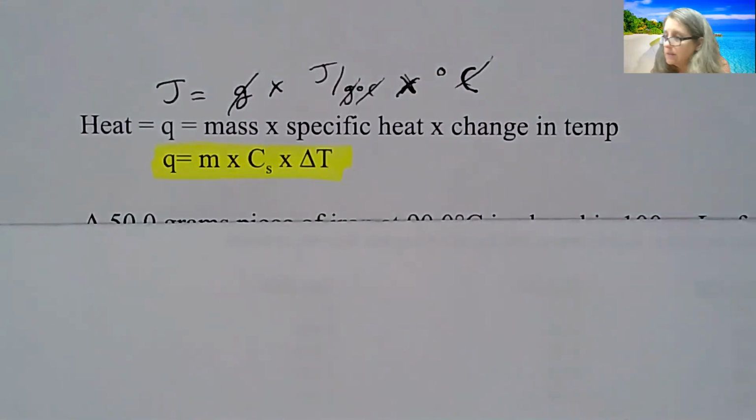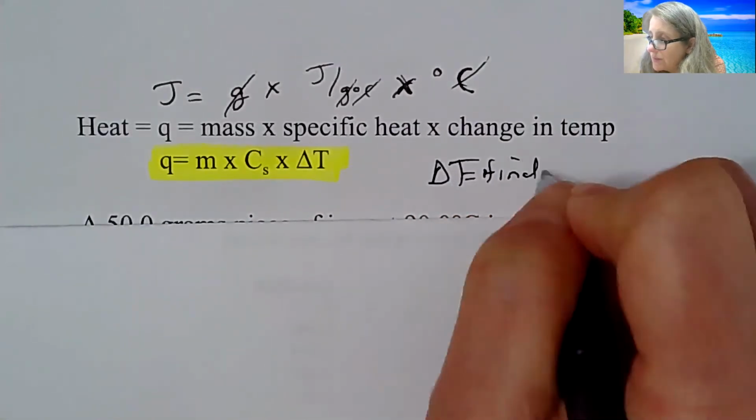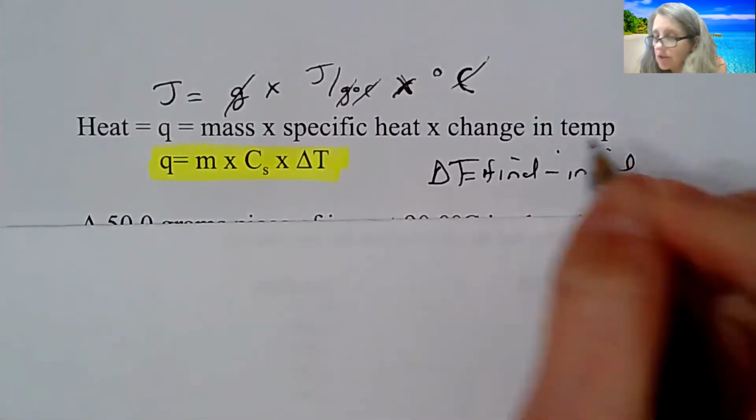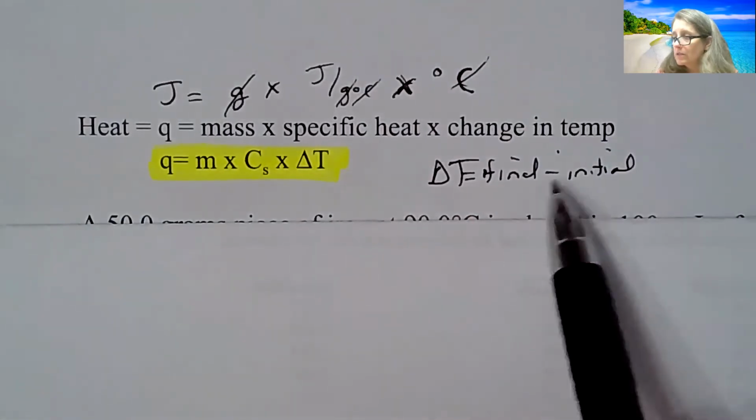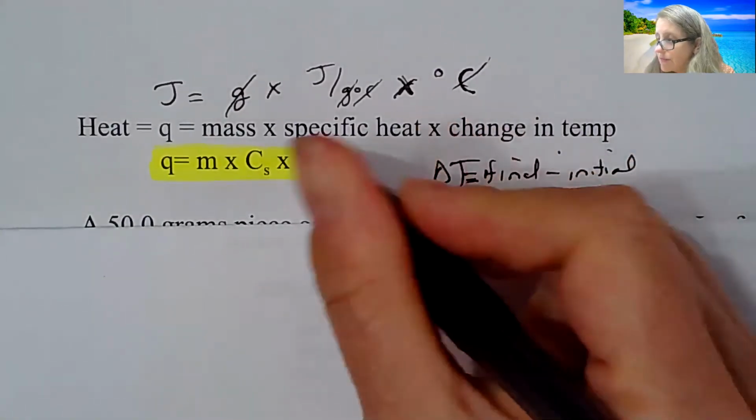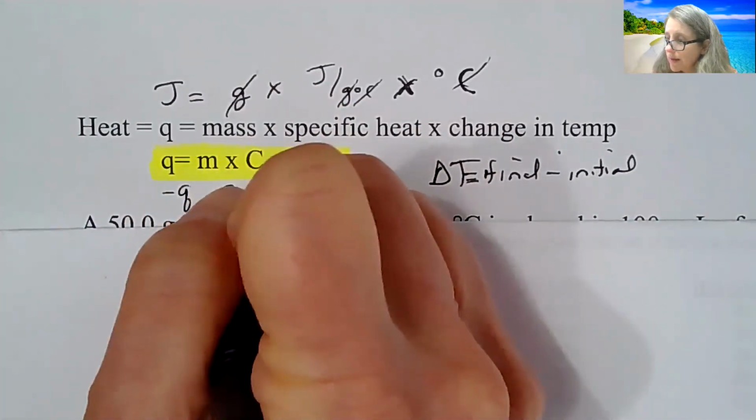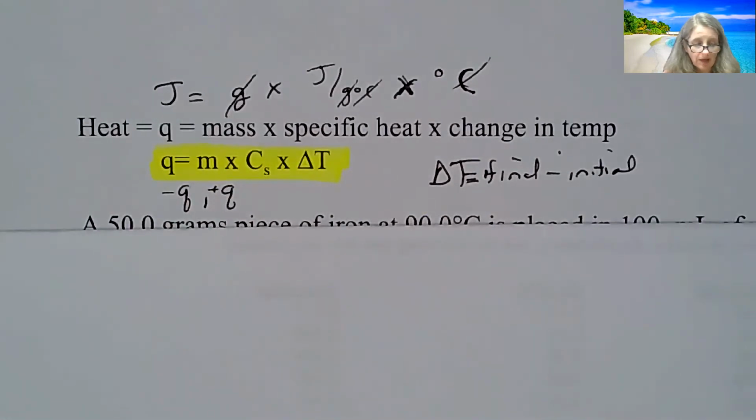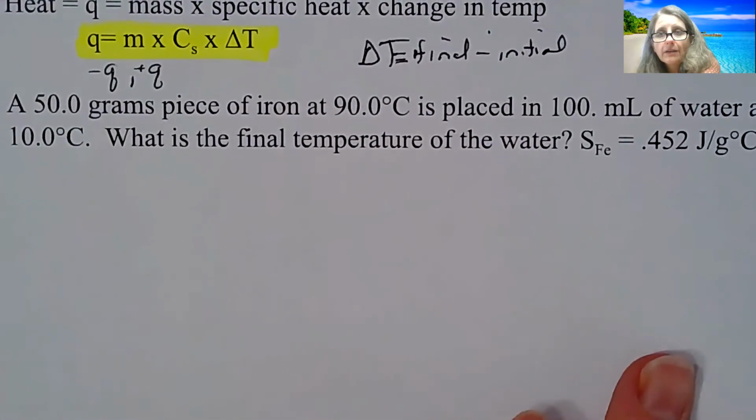So again, change in temperature is going to always be what we call final minus initial. So make sure you have that in your notes. And Q again is going to be negative or positive. Now again, we will talk more specifically about what does the sign mean for my delta T versus my Q. But this is where Q is going to be either negative or positive, and that's going to determine exo and endothermic.